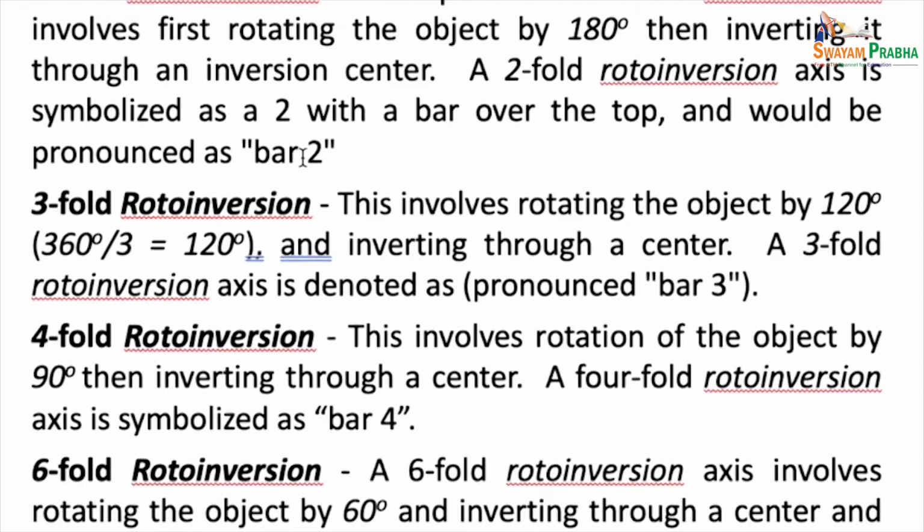Similarly, you will have a threefold roto inversion which involves rotating the object by an angle of 120 degrees and then inverting through a center. The threefold roto inversion axis is denoted as bar 3. A fourfold roto inversion will involve rotating the object by an angle of 90 degrees and then inverting through a center, and the axis is symbolized as bar 4. Similarly, you will have a sixfold roto inversion which will involve rotating the object by 60 degrees around the sixfold roto inversion axis and then inverting it through the center, and this is represented as bar 6.